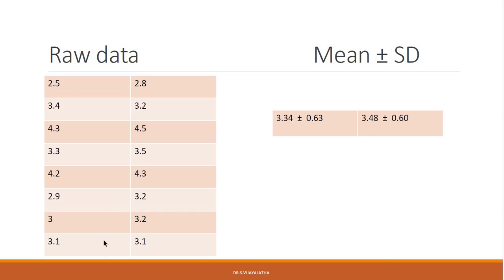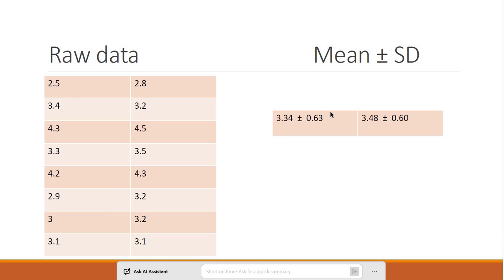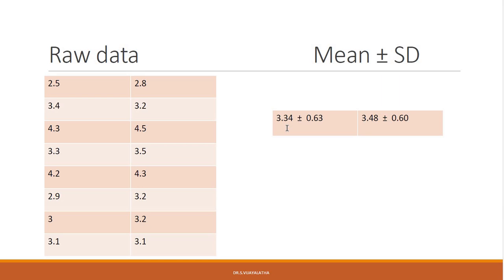Whenever we present our data in a table, we present it as mean plus or minus SD. Even representations in diagrams or graphs, we represent it as 3.34 plus or minus 0.63 here, which is mean plus or minus SD. Just for the sake of comparison, we have another set of data, which is the length of fishes in another fish tank. And here also we have given the mean plus or minus SD. Representing the data in terms of central tendency and dispersion helps us to draw conclusions easily.